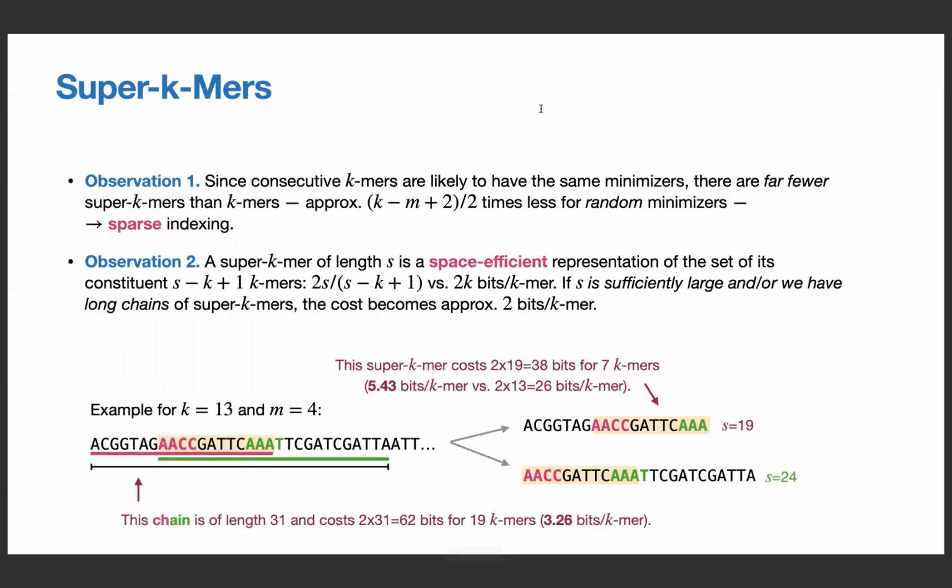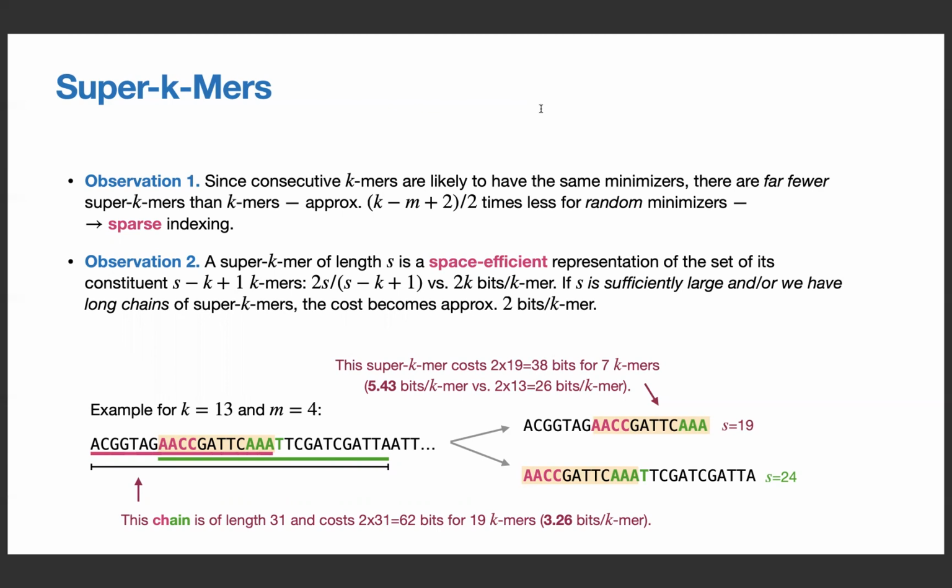About super k-mers, I have two important observations. The first one is actually a consequence of the property of minimizers in that consecutive k-mers are likely to share the same minimizer. This means that we expect to see far fewer super k-mers than k-mers, which allows us in turn to spend space in our dictionary proportional to the number of super k-mers rather than the number of k-mers, thus sparsifying the dictionary.